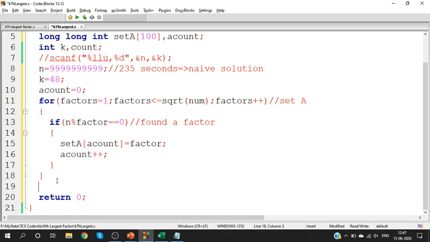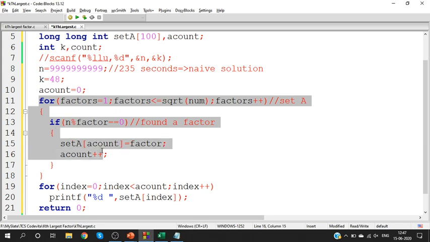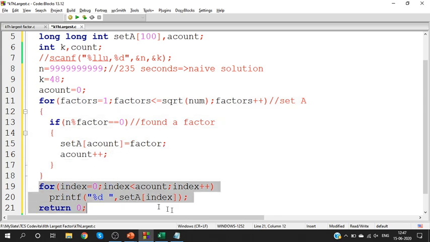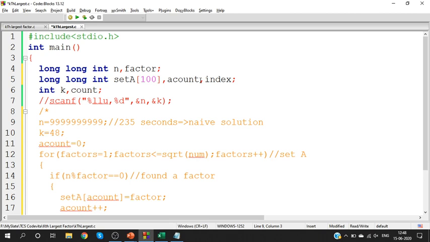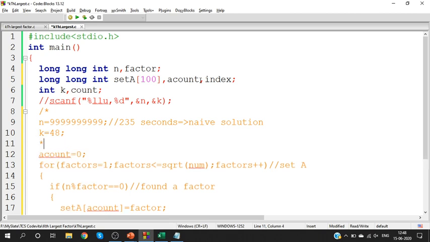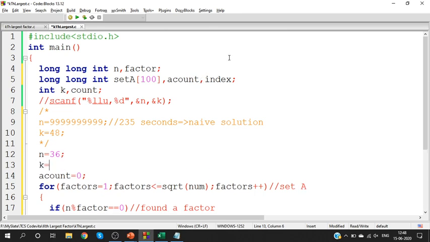Shall I check that? Starting from 0th index less than A count, index plus plus. I'm just going to print the values of set A. Set A of index. Can you understand this? Within the loop, I'm finding all factors of set A and I'm printing it, right? So here, we'll work with a smaller number, guys, then we'll come back here. So let me consider n is equal to 36. Input n is 36 and k is equal to 1.